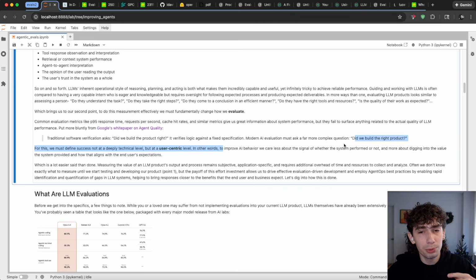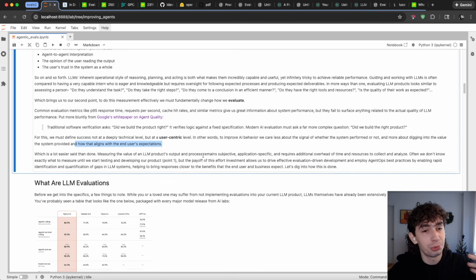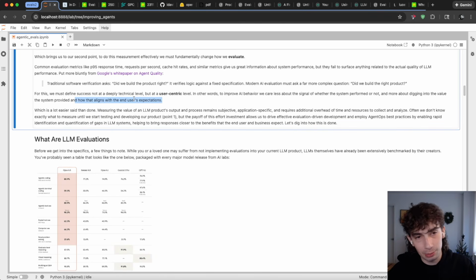So in other words, to improve our AI behavior, we care a little bit less about the signal of whether the system actually performed or not, and more about digging into the value that the system provided and how that aligns more specifically with our user base's expectations.